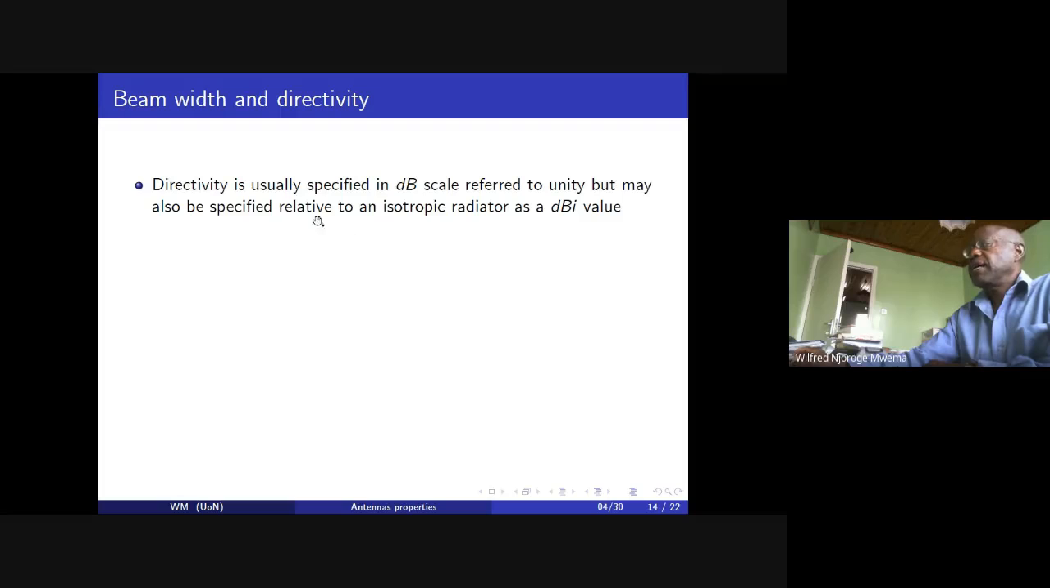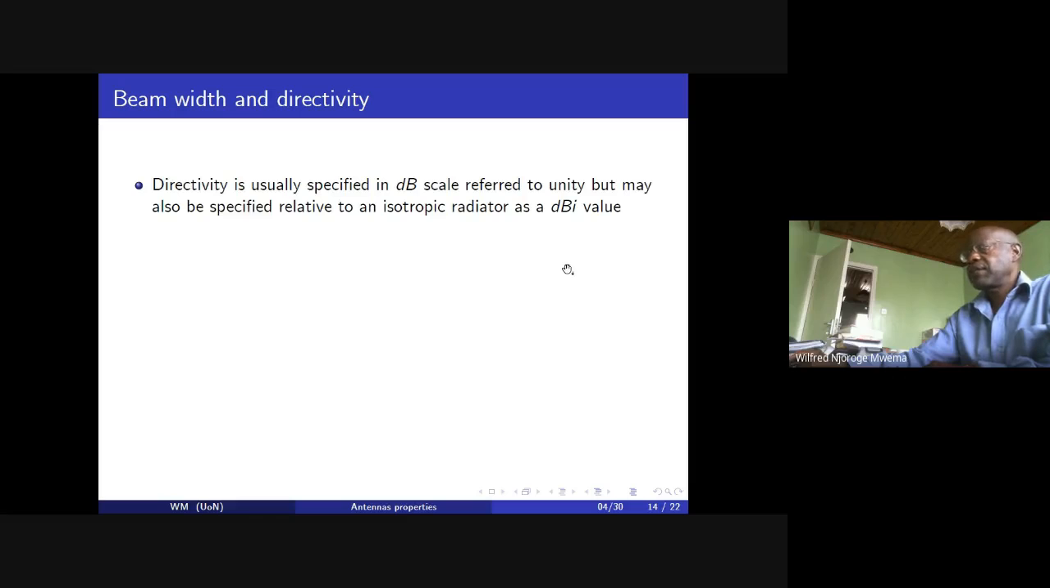So directivity is usually specified in dB scale, referred to unity, but may also be specified relative to an isotropic radiator, which is given the value dBi. An isotropic radiator is a point source that radiates power equally in all directions, and therefore it will have a directivity of 0 dBi. And therefore, when we compare our antennas, we will always be comparing them in terms of the directivity and in units of dBi. But remember, dB has no units, that is, it has no dimensions, but it's just a good number to work with.